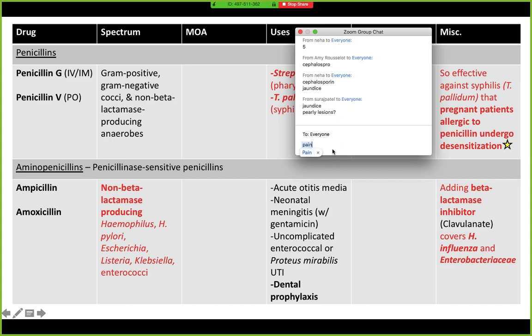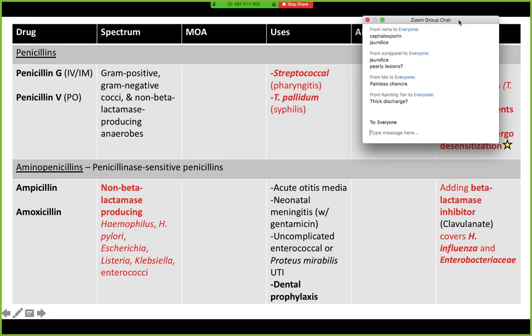So I'll type it. So you'll see this, and I think I'm spelling this right. So painless chancre, or a painless ulcer on the penis. I've seen that a lot in board practice questions. That's almost a dead giveaway for syphilis. So just keep that in mind.